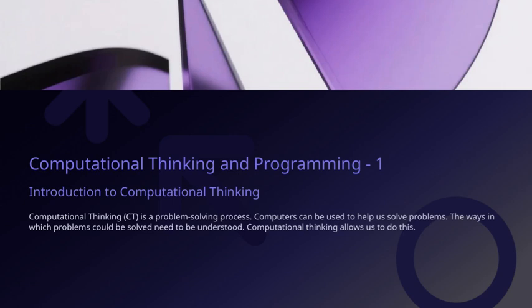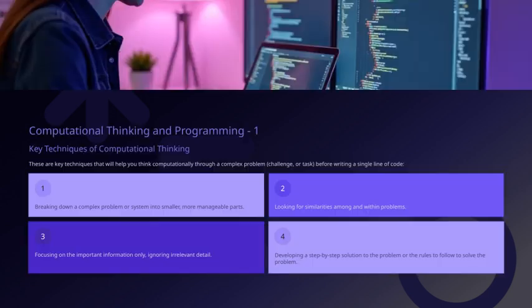It helps us see the problem-solving process clearly, so we can apply it not just with computers, but in many areas of life. Throughout this presentation, we'll explore how computational thinking connects with programming and how it can enhance our problem-solving skills overall. Now, let's take a closer look at some key techniques that can help us think computationally when faced with a complex problem.